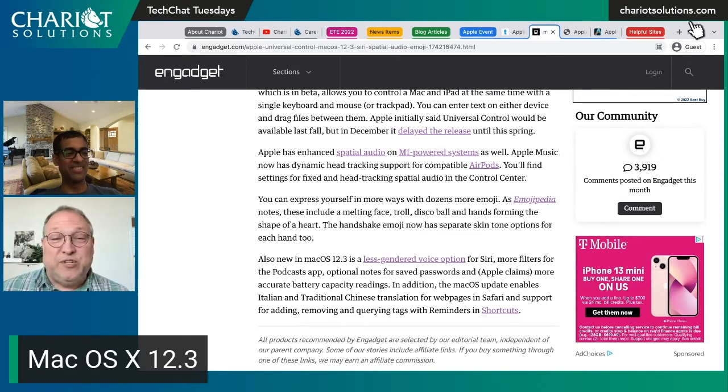Yeah, this looks really interesting. And there's a new Siri. There's a less gendered voice option for Siri, filters for the podcast app, all sorts of stuff like that. So that's pretty cool. And of course, more accurate battery capacity readings.